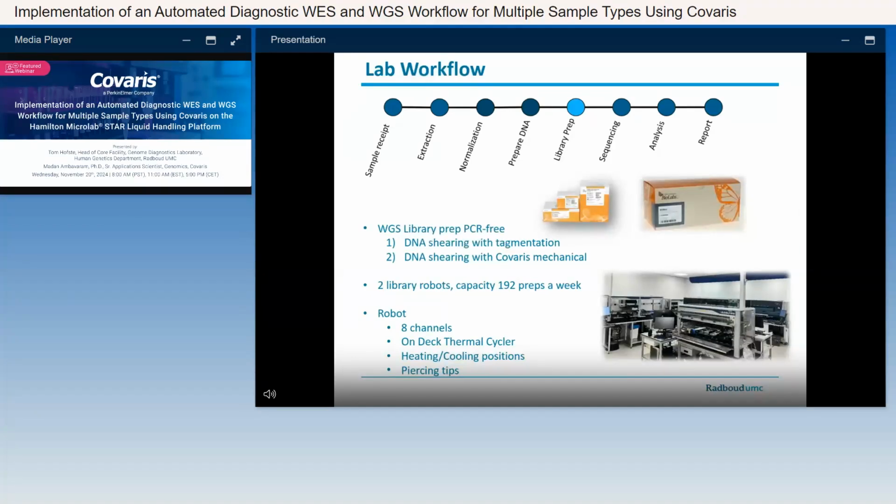There was only one rule for the whole genome workflow, and that was that the library prep needs to be PCR free. In the beginning, we started with DNA shearing with segmentation, and later on we stepped over to DNA shearing with the Covaris for mechanical shearing. At the moment, we have 2 library robots available for this prep with a capacity of 192 preps a week. This robot has only 8 channels, an on-deck thermal cycler for the incubation steps. It's PCR free, but there are still some incubation steps, heating and cooling positions for reagents, and also piercing tips to pierce through the index adapter plates.